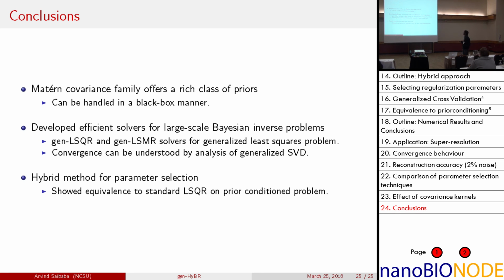So we developed efficient solvers for these large-scale Bayesian inverse problems, in particular these 2 solvers, generalized LSQR and generalized LSMR. The convergence of these can be understood by the analysis of the generalized SVD. We developed a hybrid method for parameter selection that was particularly useful for this kind of covariance matrices. And we show the equivalence to standard LSQR and the prior-conditioned problem. With this, I'm happy to take any questions. Thank you.